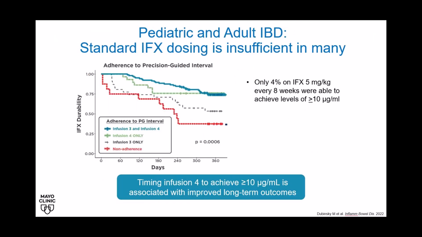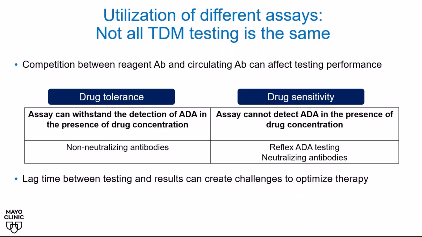Another pediatric and adult IBD study: standard infliximab dosing is insufficient in many. So you can see here where you're seeing overall durability. Obviously if people are non-adherent, that's down here, but you're looking at patients that are on standard dosing. You can see that overall the durability is lower as opposed to those patients who are able to achieve higher drug levels. So being able to achieve a higher drug level is able to achieve durability of treatment. So now multiple studies are showing that drug levels are associated with reduced inflammation and durability of therapy, and a therapy that has risk for loss of response.